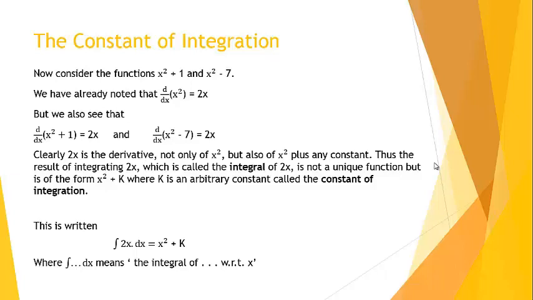But when the reverse process is considered, it is not possible to get an exact answer for the integral of 2x. So this is why we add an arbitrary constant with the integral, which is called the constant of integration. So this is written as the integral of 2x with respect to x equals x squared plus k, where the symbol means the integral of the function with respect to x.